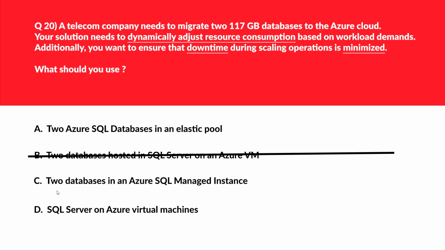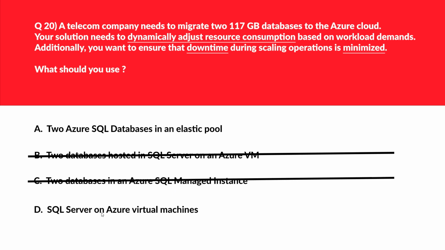Let's move to option C. C says two databases in an Azure SQL managed instance. Two databases in an Azure SQL managed instance do not provide the same level of dynamic scaling as elastic pools, what we saw in option A. Since for now option A is better than option C, we can straight away reject option C.